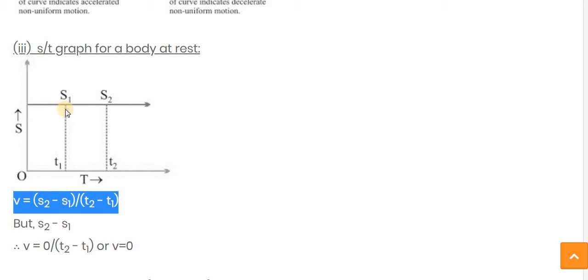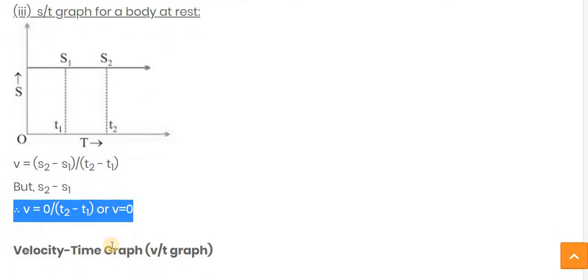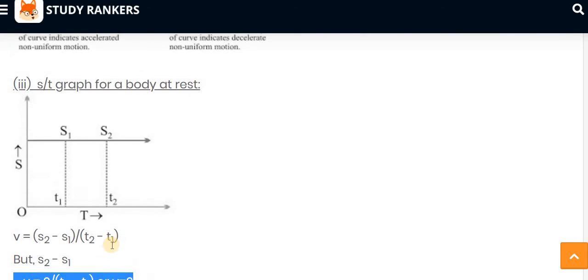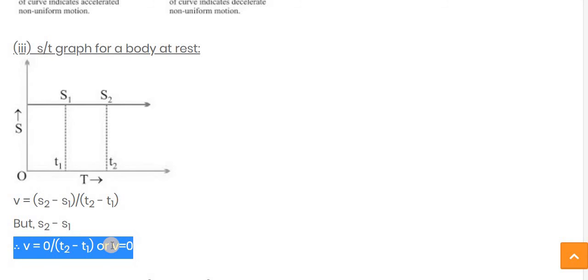In such a case, if we want to calculate the velocity, then V is equal to S2 minus S1. How can we calculate? Just draw the perpendicular line to the x-axis. So we get the velocity from the final distance covered by the body, S2, minus the initial one, S1, and time taken, T2 minus T1. But here you can see from the graph that S2 minus S1, the total distance covered by the object, is 0. Divided by T2 minus T1, we get V is equal to 0. If we are getting V equal to 0, that means the body is at rest. Thank you.